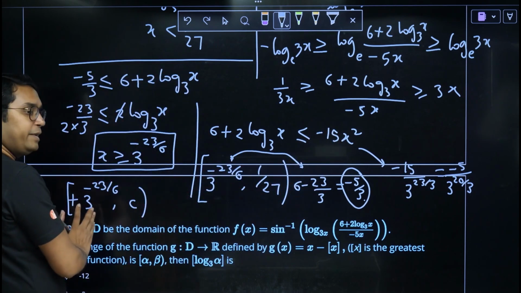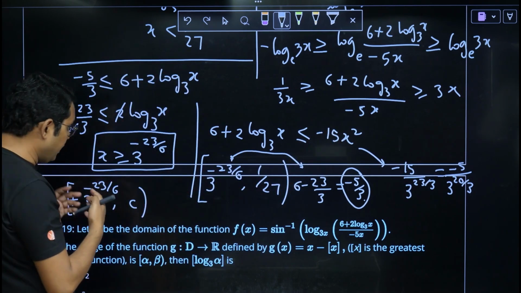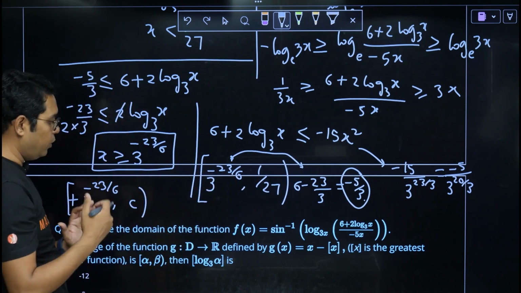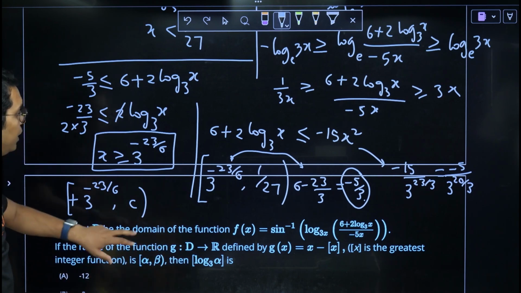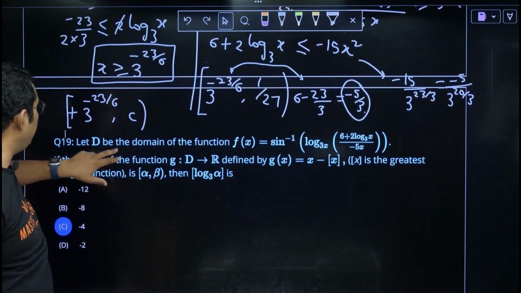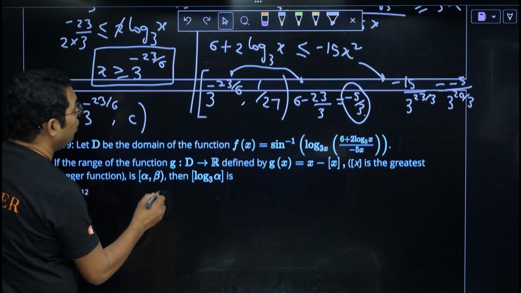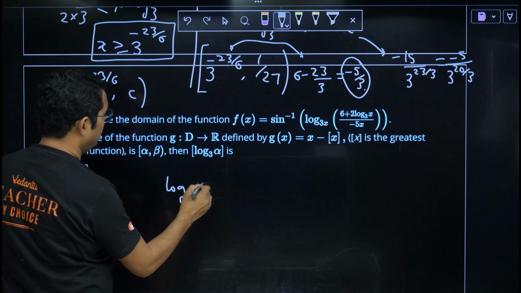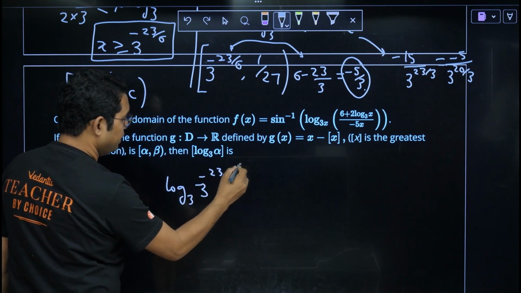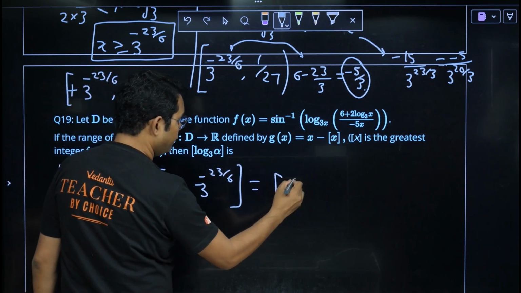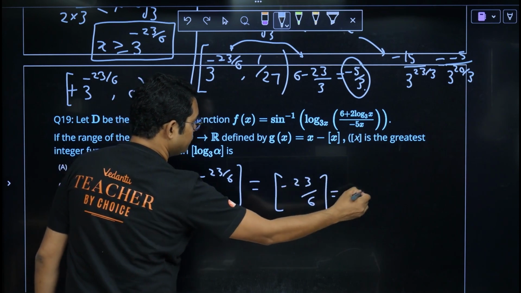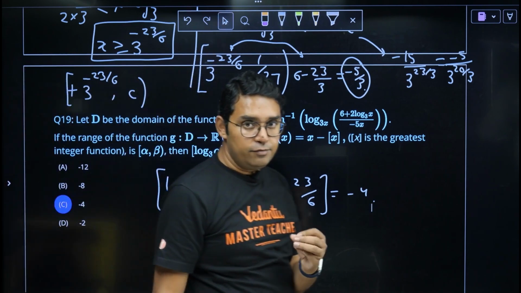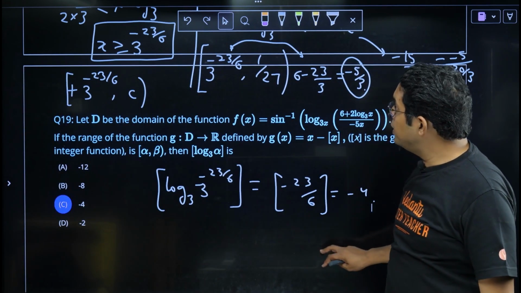So this point is there, and my domain D will be actually from this point to some point C, which is slightly lesser than 1 upon 27. So what we are looking for here is actually alpha only. You can see that alpha is definitely 3 power minus 23 by 6. So log of this 3 power, because 3 is the base, 3 power minus 23 by 6, and GIF, it will be GIF of minus 23 by 6. It becomes equal to minus 4. Okay, so the answer for this question is C. It was definitely a difficult question, not easy to solve, especially under exam pressure.